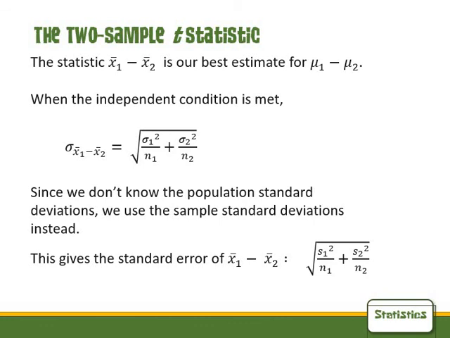So the standard deviation that we would use in this case would be this combination of the two. The standard deviation of our statistic, x1 bar minus x2 bar, would be the square root of each population standard deviation squared, or the variance, divided by the sample size. So you have the square root of sigma 1 squared over n1 plus sigma 2 squared over n2. And because we don't know sigmas in this case, we use s's instead, so that's our standard error. The square root of s1 squared over n1 plus s2 squared over n2 would be the standard error of the difference of the two means.